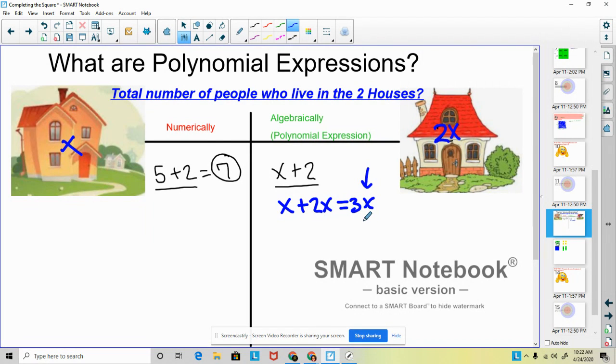Next time when we come back together, we're going to take a look at the area of a square and partitions, and at expressing the area of those squares with these polynomial expressions.